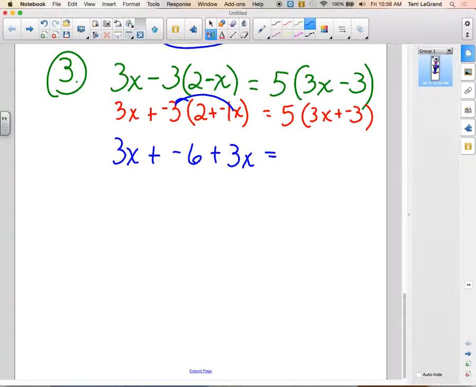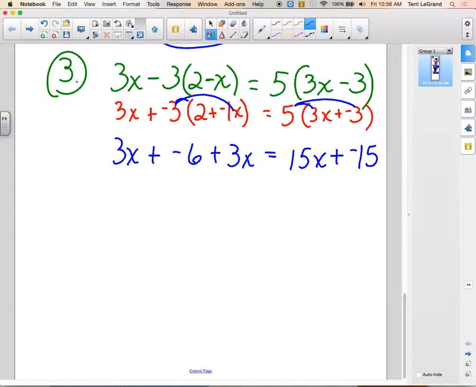Okay. I want to hear from Devontae back there. I'm not sure he's awake and alive. Okay, Devontae, what are we going to do next? Times 5 by 3x and by negative 3. Okay, so we can do distributive property on the right side also. So what is 5 times 3x plus? 15x. And what's 5 times negative 3? Negative 15. Okay.